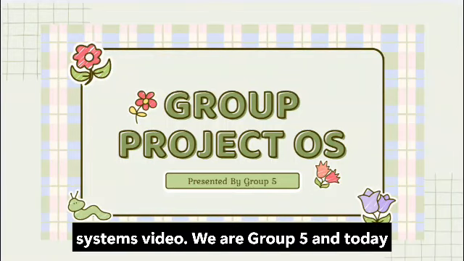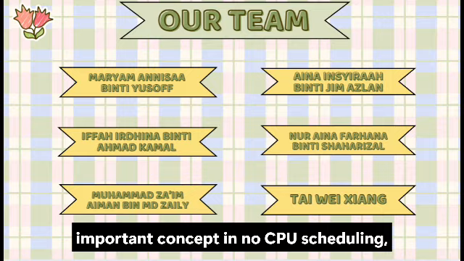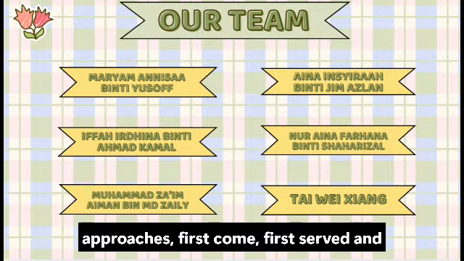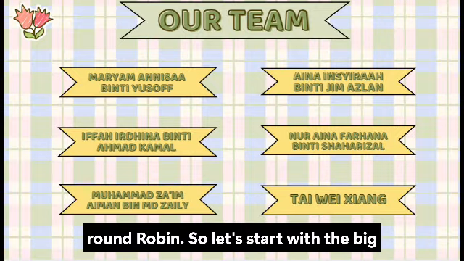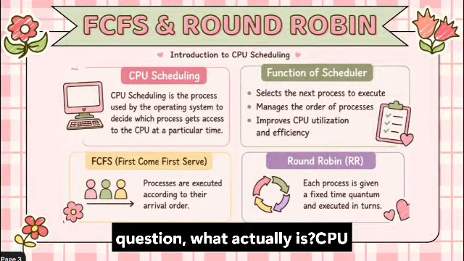We are Group 5, and today we're going to break down a super important concept in OS, CPU scheduling, focusing specifically on two classic approaches: first come, first served, and round robin. So, let's start with the big question. What actually is CPU scheduling?